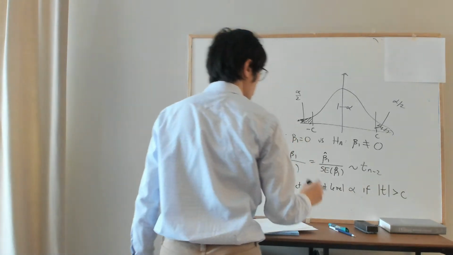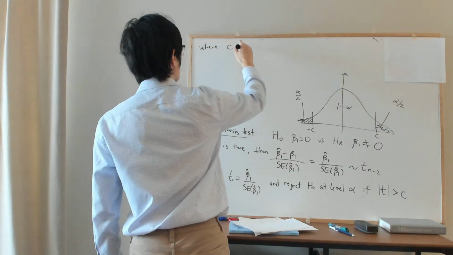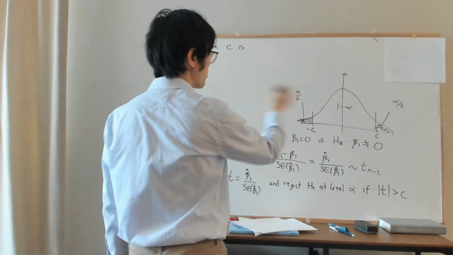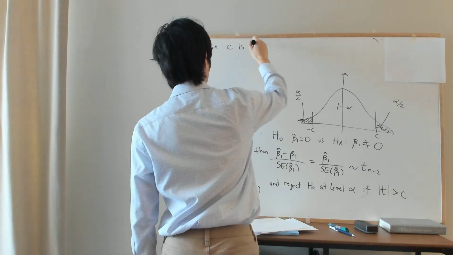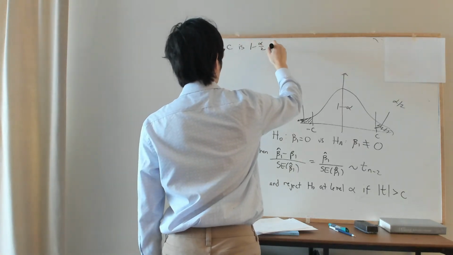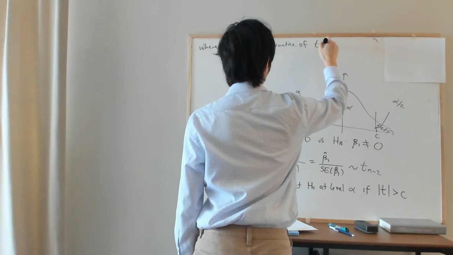Okay, so remember these are just flip sides of each other, so it's the same C in this case. It's the 1 minus alpha over 2 quantile of T_{n-2}.